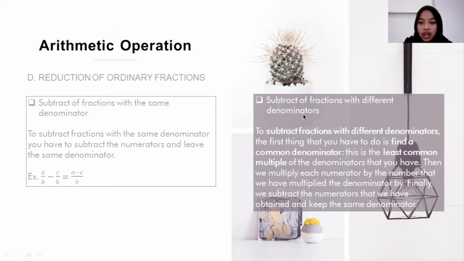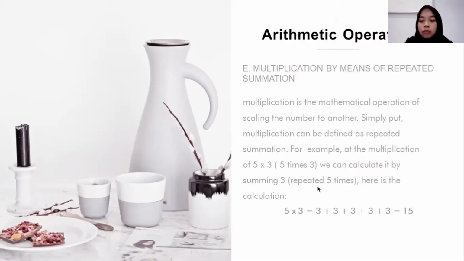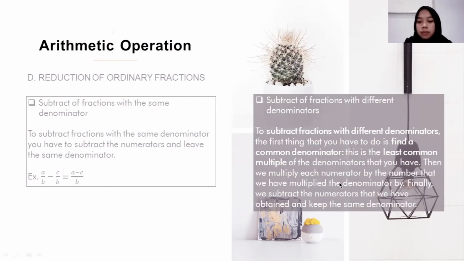And then we have subtraction of fractions with different denominators. To subtract fractions with different denominators, the first thing that you have to do is find a common denominator. This is the least common multiple of the denominators that you have. Then we multiply each numerator by the number that we have multiplied the denominator by. Finally, we subtract the numerators that we have obtained and keep the same denominator.